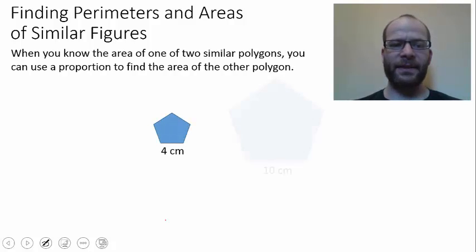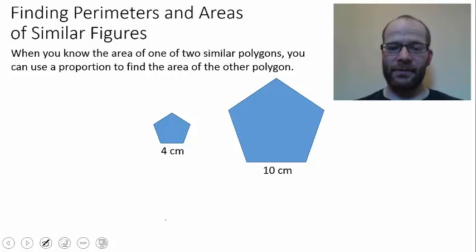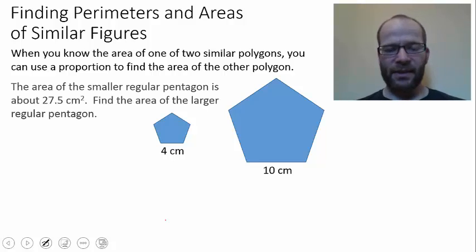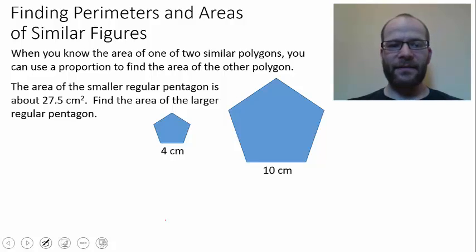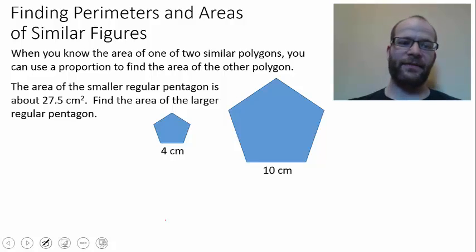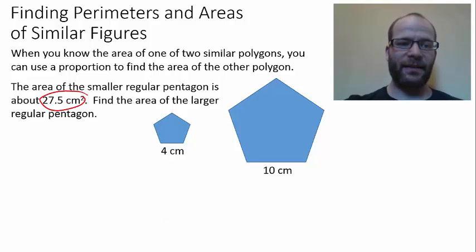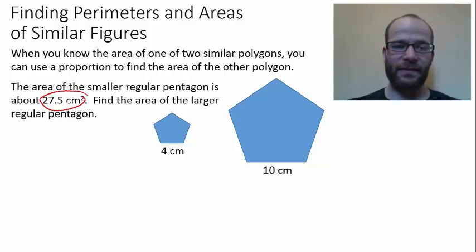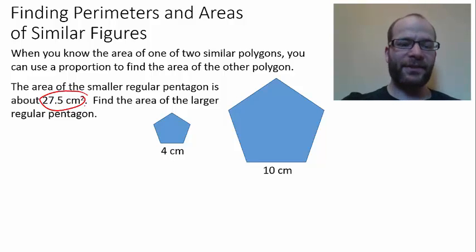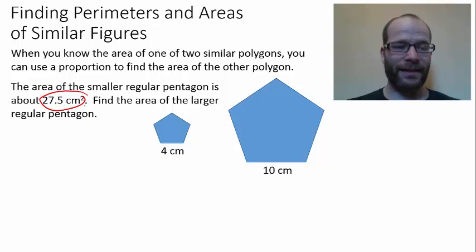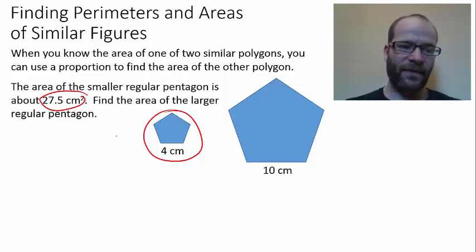Suppose we have a regular pentagon with side 4 centimeters, and we have a second regular pentagon with side 10 centimeters. We're going to ask the question, can we find the area of the larger regular pentagon given the area of the smaller regular pentagon? So we know that the smaller pentagon has an approximate area of 27.5 centimeters squared. In another lesson, we'll talk about how to actually calculate that area, so we have to take my word for it at this time. But if we know that the area of the smaller pentagon is approximately 27.5 centimeters squared, we can very easily find the approximate area of the larger one. How do we do that?